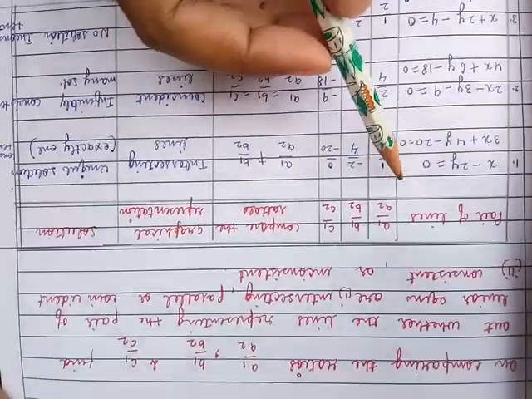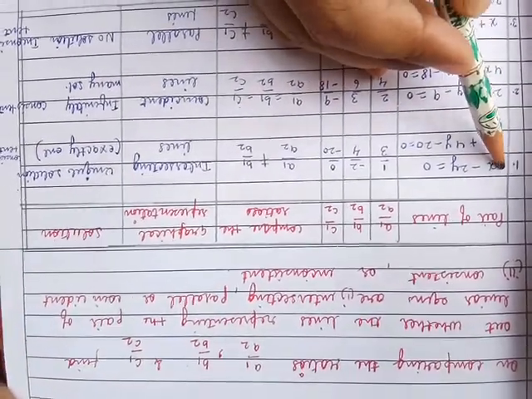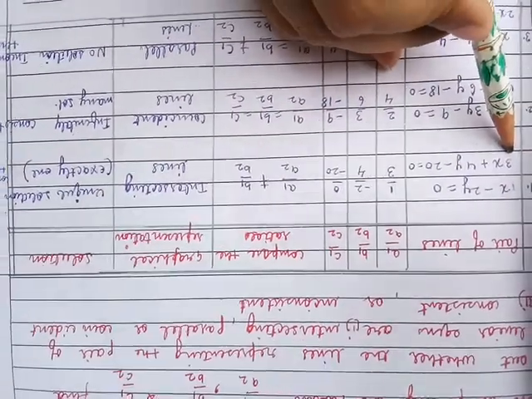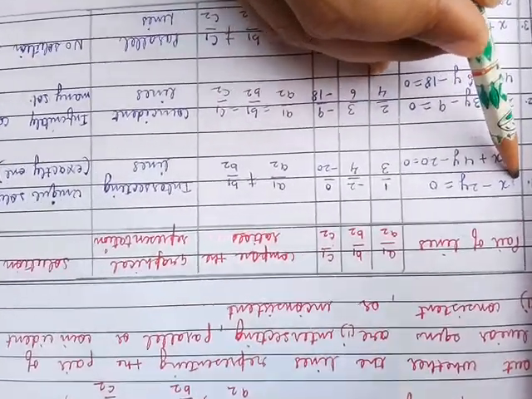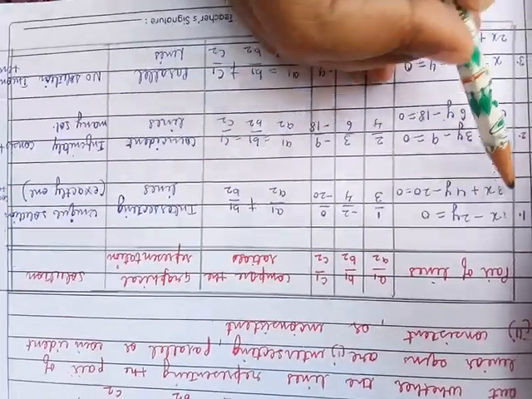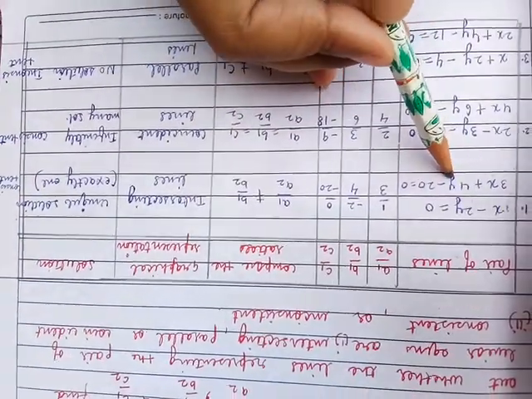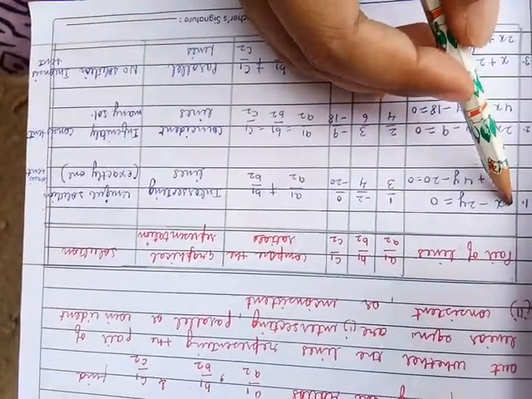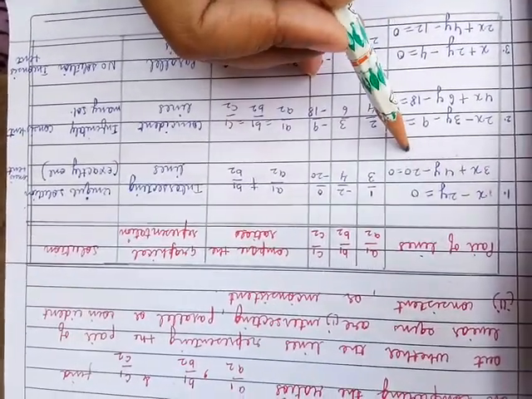Now here you see, the coefficient of x here is 1, so this one will be A1, and this is A2. The coefficient of x here is A1, and this one is the coefficient of x, A2. The coefficient of y will be B1, this one B2, then C1, C2. So here A1, A2, B1, B2, C1, C2.